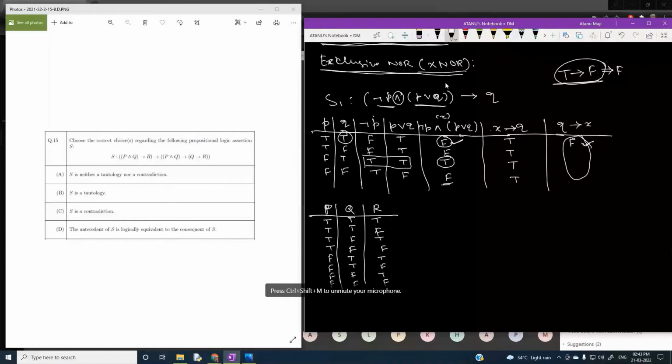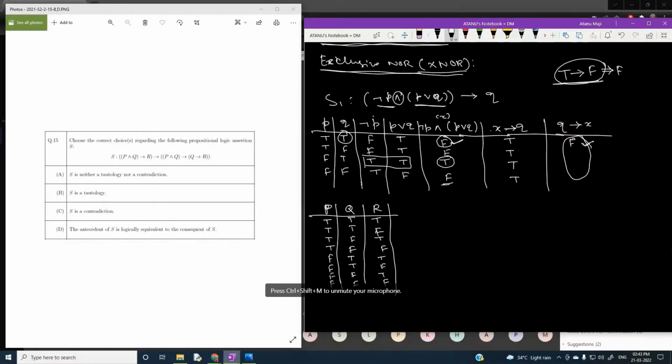This kind of possibility you have to consider. As I told you, in place of T and F, you can use 1 and 0 also. Just a minute.